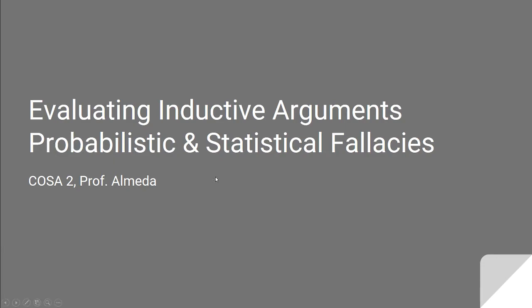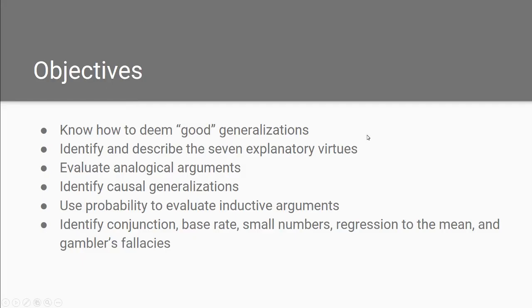So by the end of this talk, and after reading Chapter 3, you should know how to deem good generalizations, quote-unquote good, be able to identify and describe the 7 explanatory virtues as discussed in Chapter 3, be able to evaluate analogical arguments, identify causal generalizations, be able to use probability to evaluate inductive arguments, and finally, looking at fallacies, identify conjunction, base rate, small numbers, regression of the mean, and gambler's fallacies.